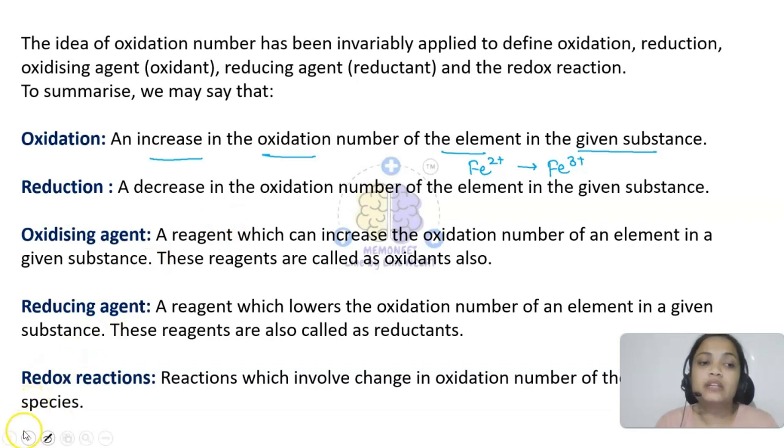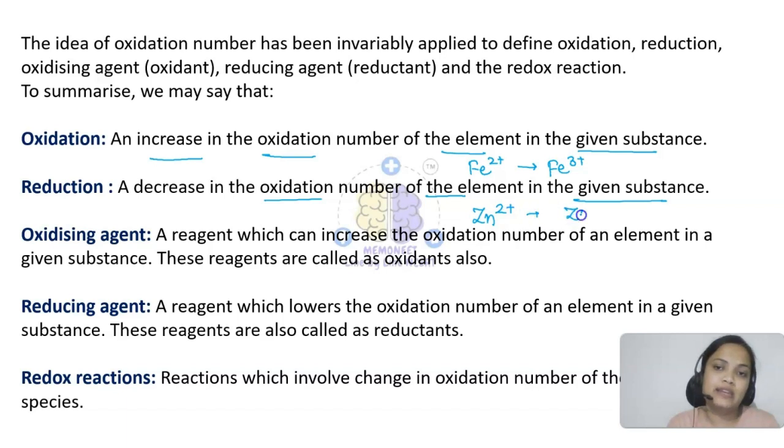The same goes with reduction. Reduction means a decrease in the oxidation number of the element. Let's say Zn2+ ions are changing to Zn. In this case the oxidation number is decreasing from +2 to 0. Right. So in that case, reduction is happening. Gain of electron is happening.